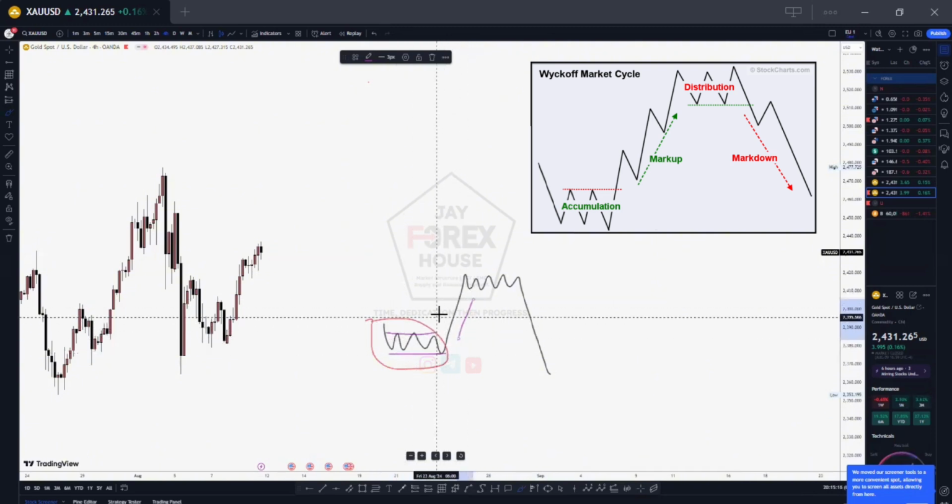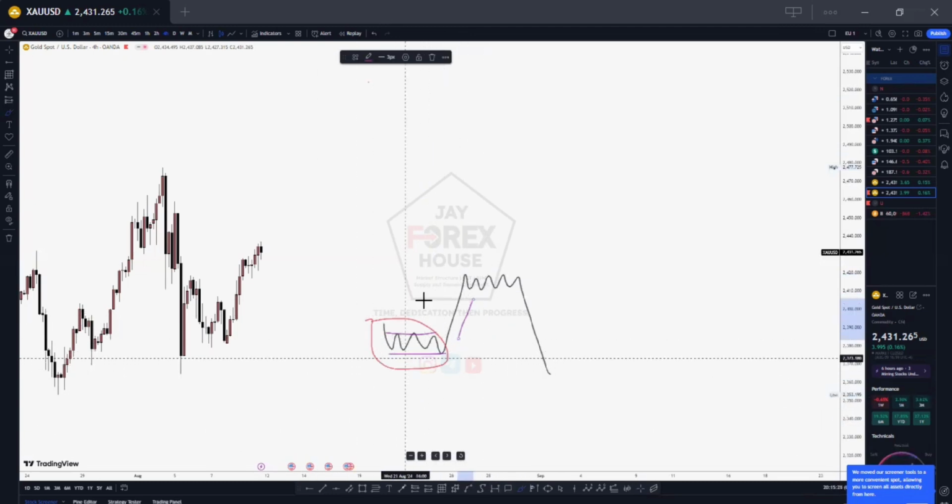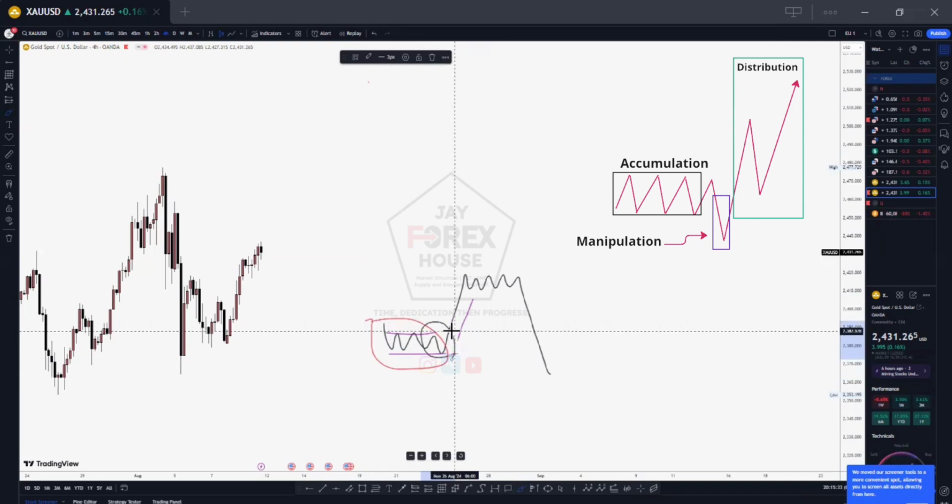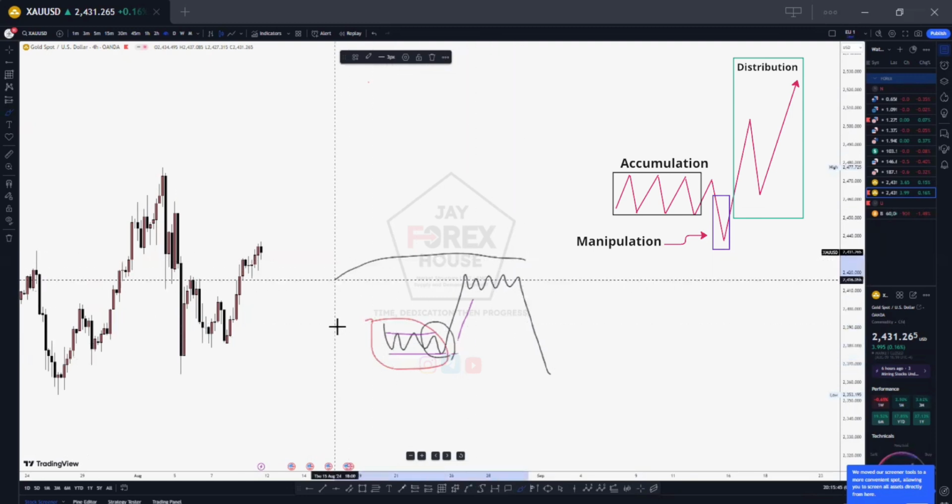So this is a markup. This is not a part of the accumulation. This is now more like a markup. On the ICT aspect of accumulation, manipulation, distribution, it only talks about this part. So you don't get confused, the difference is that ICT accumulation, manipulation, and distribution talks about the accumulation aspect of it, the manipulation aspect of it, and the distribution aspect of it. But when it comes to Wyckoff, Wyckoff is talking about the entire cycle.